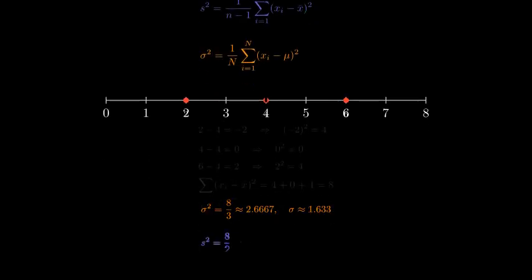Now, apply the formulas. For the population variance, we divide by n equals 3, giving 8 over 3, which is about 2.667. The population standard deviation sigma is the square root of that, about 1.633. For the sample variance s squared, we divide by n minus 1, which is 2, giving 8 over 2 equals 4, and the sample standard deviation s is the square root of 4 equals 2.